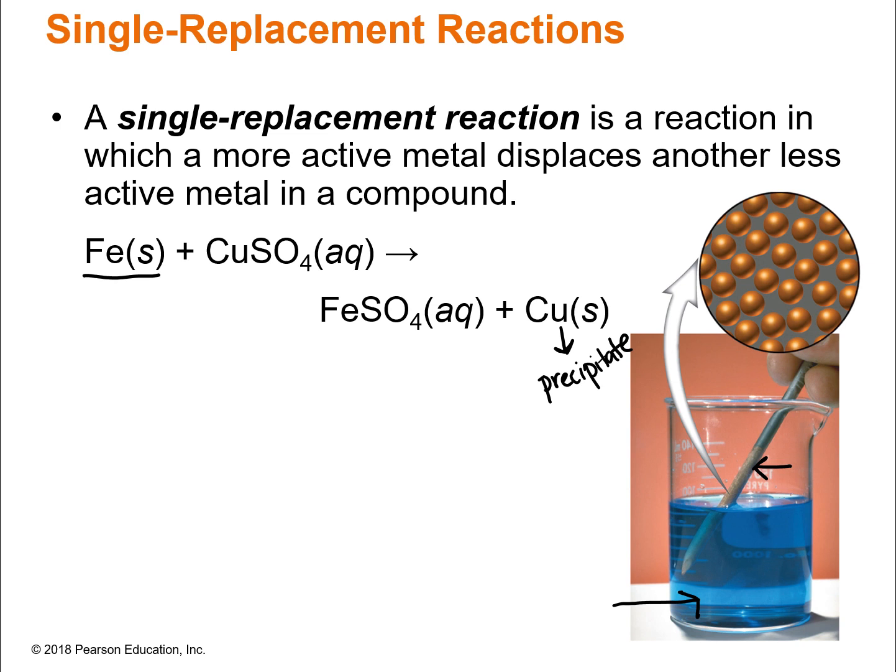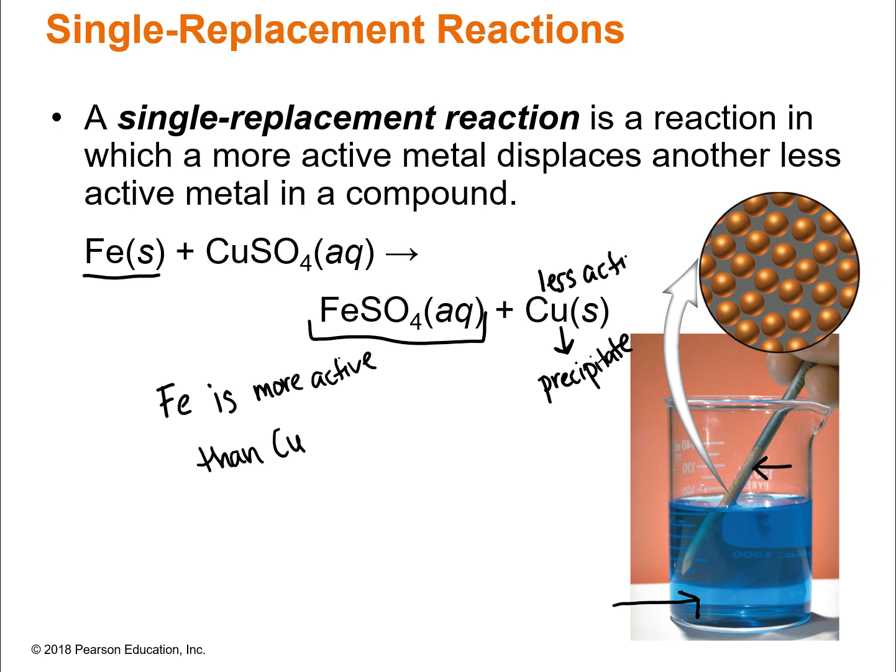That shows you, 1, that you have a chemical reaction going on, but 2, we said on the previous page that iron is more active than copper. So if copper is in solution and then iron comes around and jumps in the pool, iron is going to kick the copper out. So you form an aqueous solution with the more active metal, and the less active metal is the one that precipitates out.